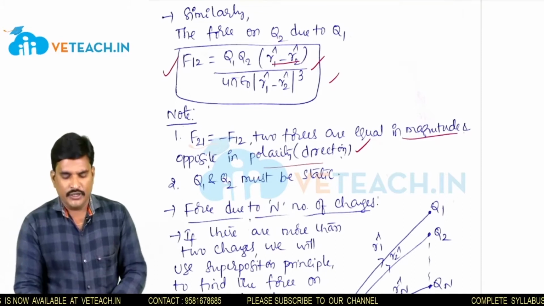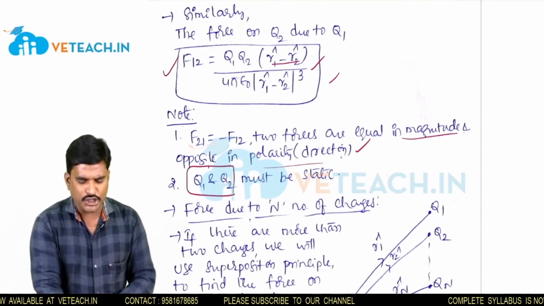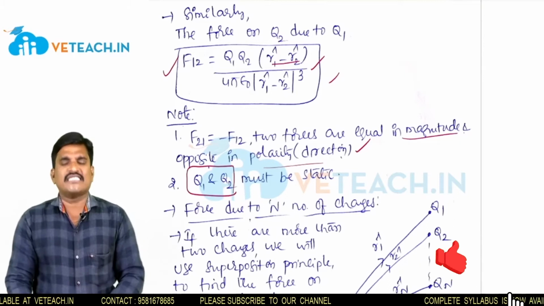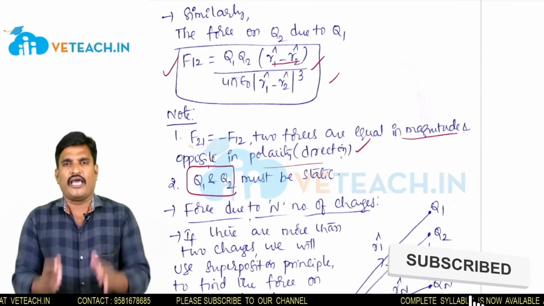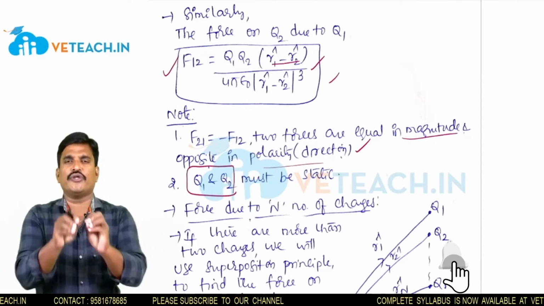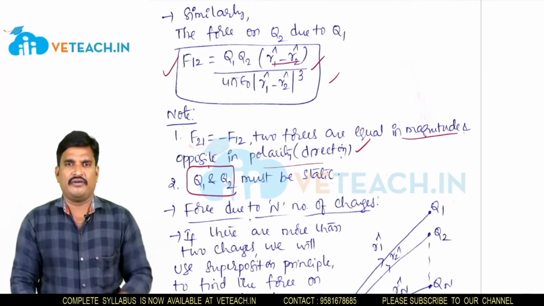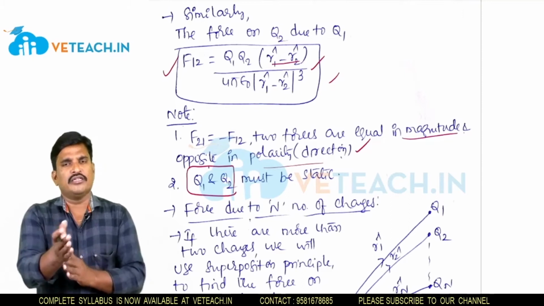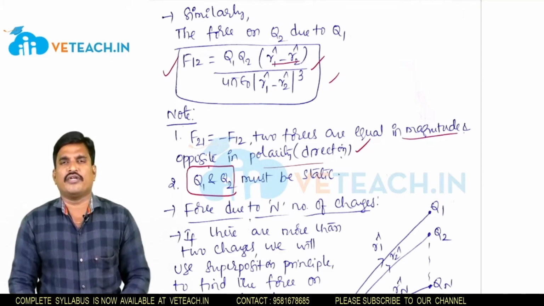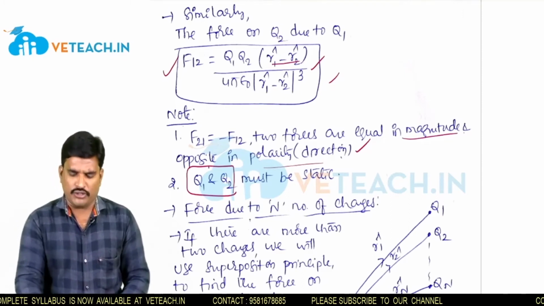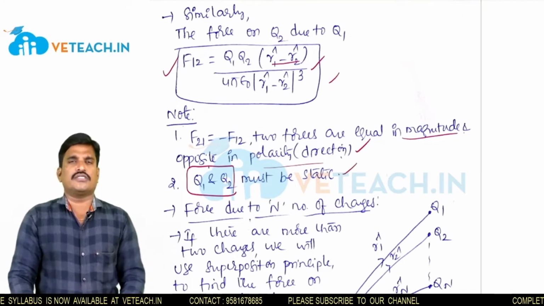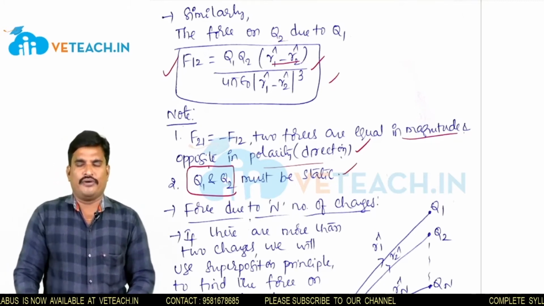For making this experiment, make sure Q1 and Q2 must be static, meaning they are maintained constant throughout the operation, otherwise the results may vary. If Q1 varies, then definitely the force is also different. That is about the important conclusions of Coulomb's law.